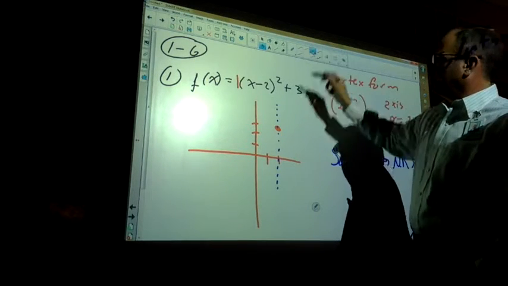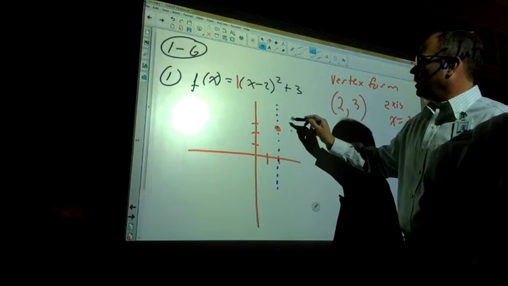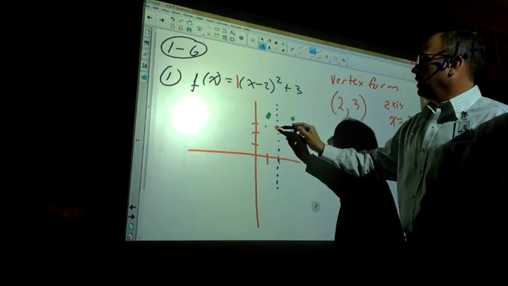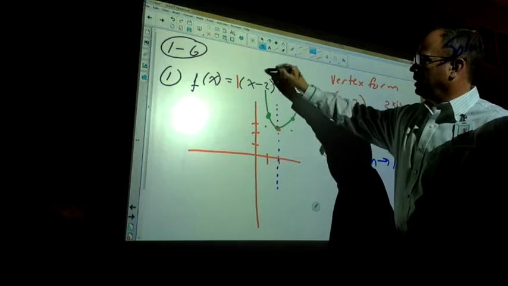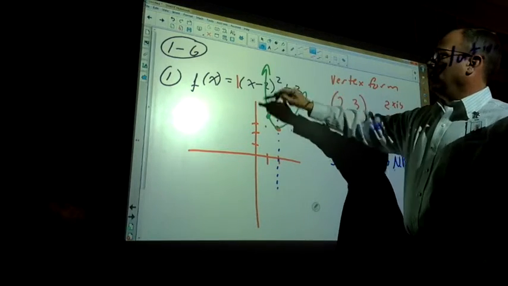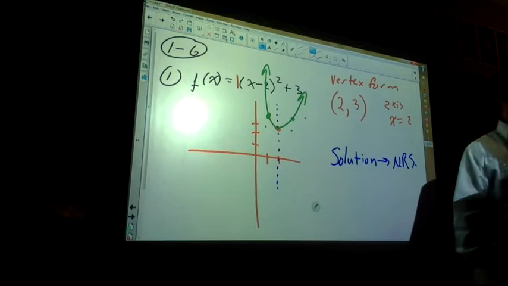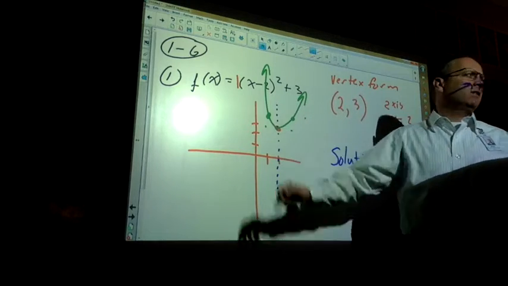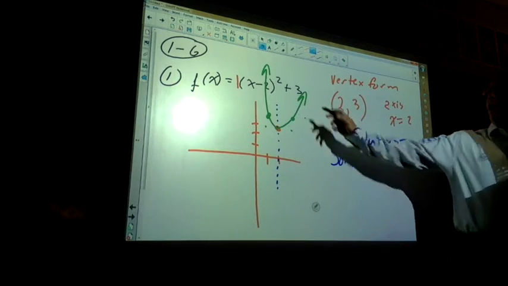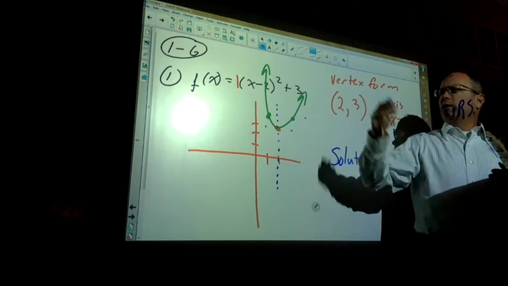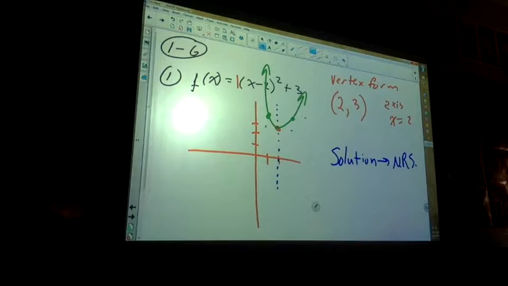This does open up, so I'm going to go right one, up one, left one, up one. As far as time, yes, you could go right one, up three, left one, up three. They might ask you to find where it crosses the y-intercept. On this type of problem, it's not as easy to find because it's not the 3. You'd have to go x minus 2 times x minus 2, FOIL that all out, and then add the 3 to it. So I would say 0, 7, right?